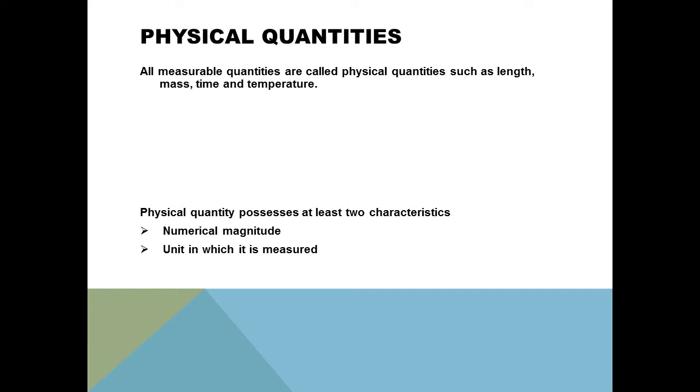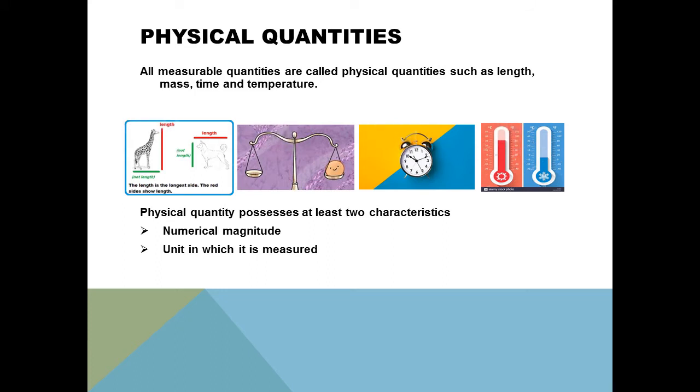All measurable. The word is measurable. All measurable quantities are called physical quantities such as length, mass, time and temperature. These are called physical quantities because they could be measured. And physical quantities possess at least two characteristics. One is numerical magnitude and the other one is the unit in which it is measured.